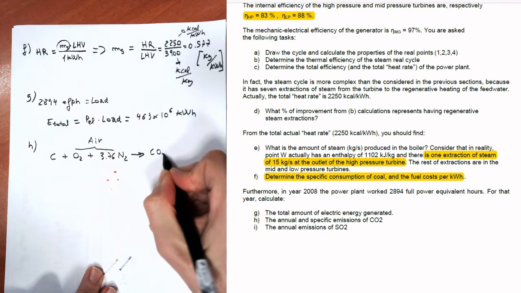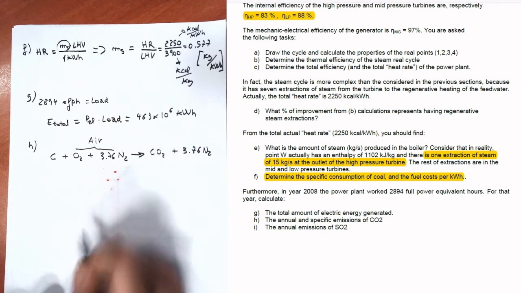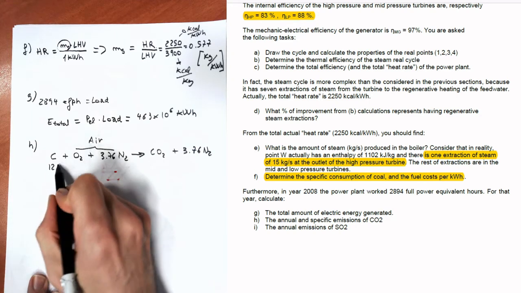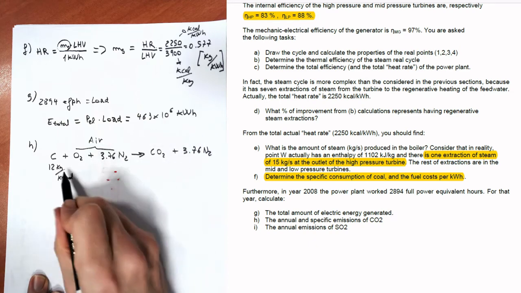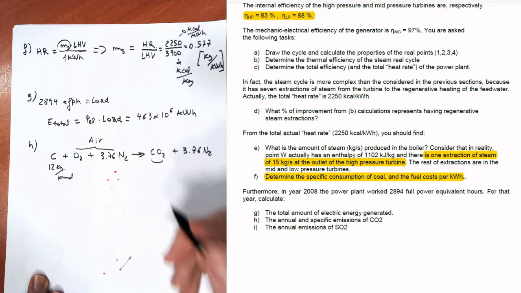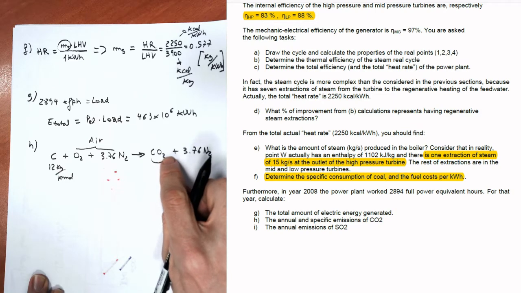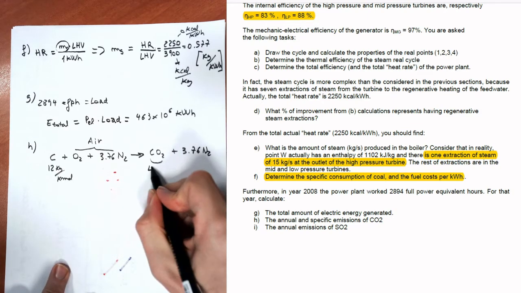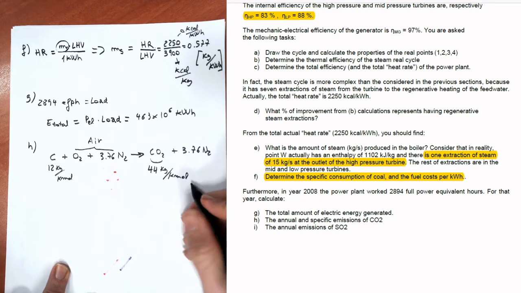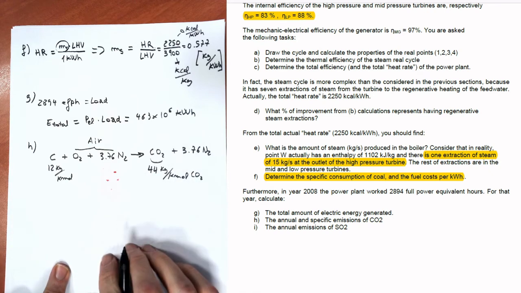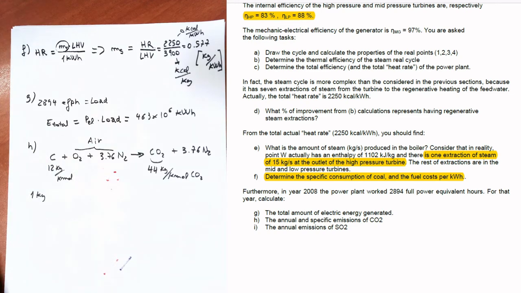We will get 1 CO2 plus 3.76 nitrogen. Okay, and we know that carbon is 12 kilos per kilomole, but for CO2 the specific weight will be 44, so 12 of one carbon plus 16 of oxygen and 16 again of oxygen, so this is 44 kilos per kilomole of CO2. So in 1 kilo, now we need to check the composition that we have here.